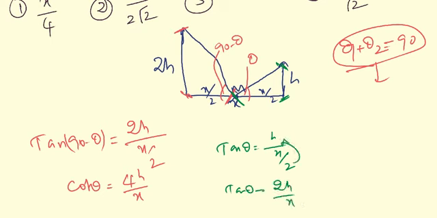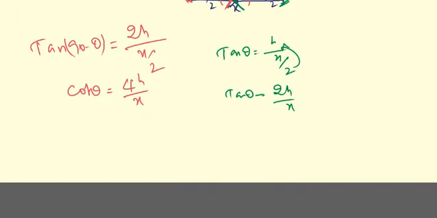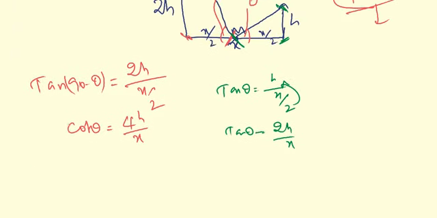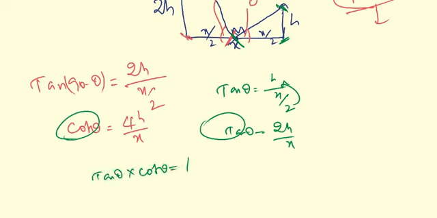Now what are the things we have? We have tan theta and cot theta. By using tan theta and cot theta, can we write anything? Yes, we can write many things. What is that? Tan theta into cot theta, we know that is equal to 1. So take these two: tan theta is 2h by x, cot theta is 4h by x. This is equal to 1.